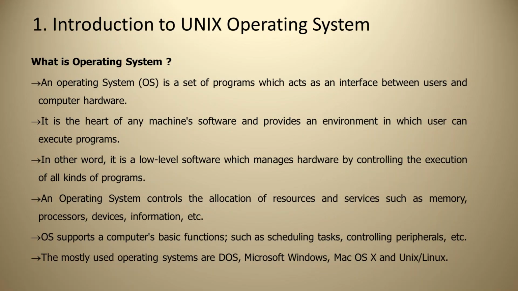Any kind of operating system we use will take the input from us and provide it to our system, laptop, or desktop. Then we are eligible to work on those. That's why in an operating system so many programs are written. We are not able to see or use those programs, but they are a set of programs that basically behave as an interface or intermediate between users and computer hardware. It is the heart of any machine's software and provides an environment in which the user can execute programs. So different definitions are there. The first definition is the good one.